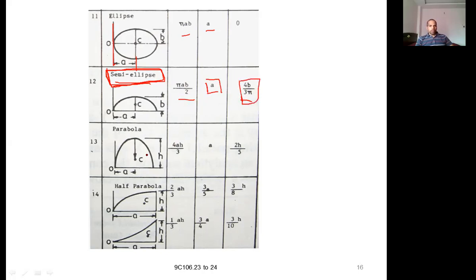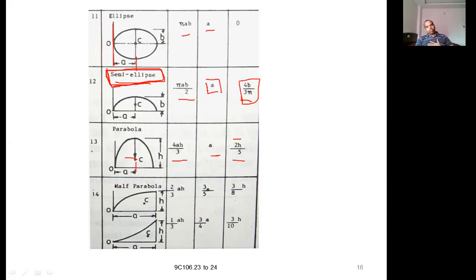And the parabola, this is a parabolic shape. Its area is 4ah by 3. It is symmetric about this axis, so from this point the distance is a, and the other distance is 2h by 3, because if you calculate the height, you will get 2h by 3. So this is the half parabola.